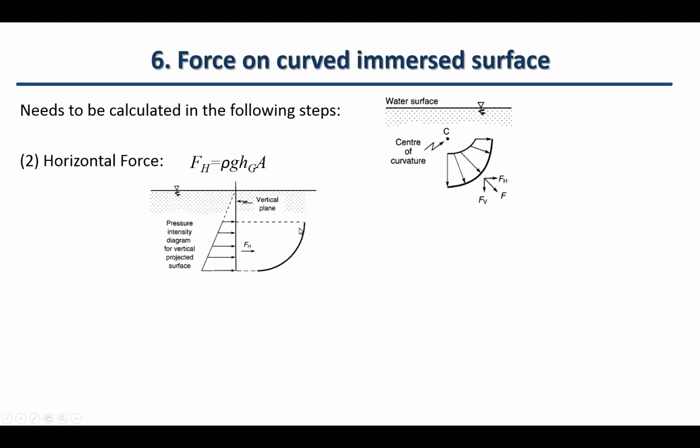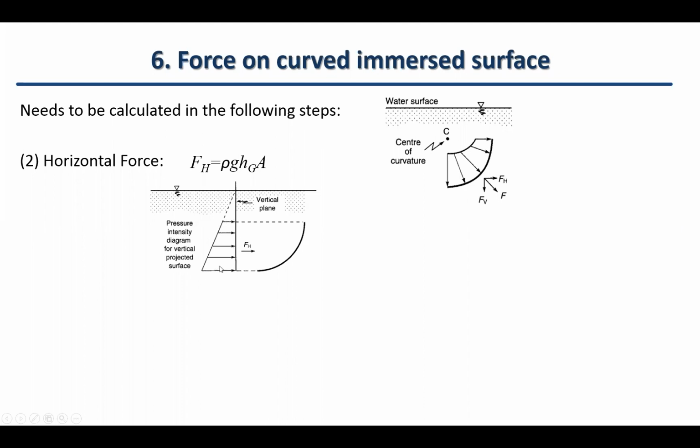If we consider a vertical projected surface like this one, this is the vertical projected surface of this curved surface. You can see the pressure distribution, or pressure intensity diagram, over this vertical projected surface. It looks like this one, trapezoidal, starting from here with a specific value and ending with this one.